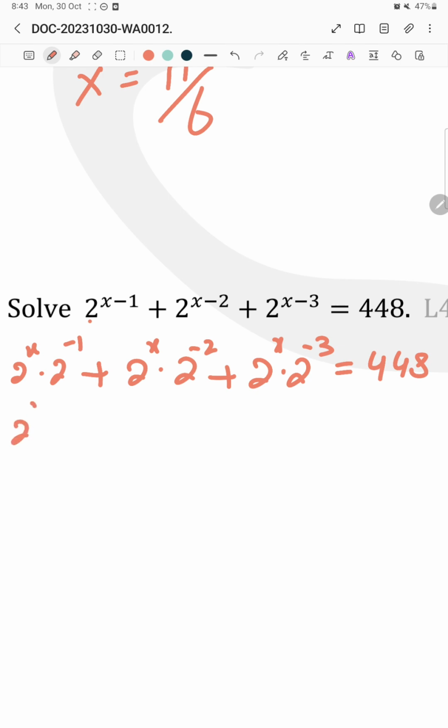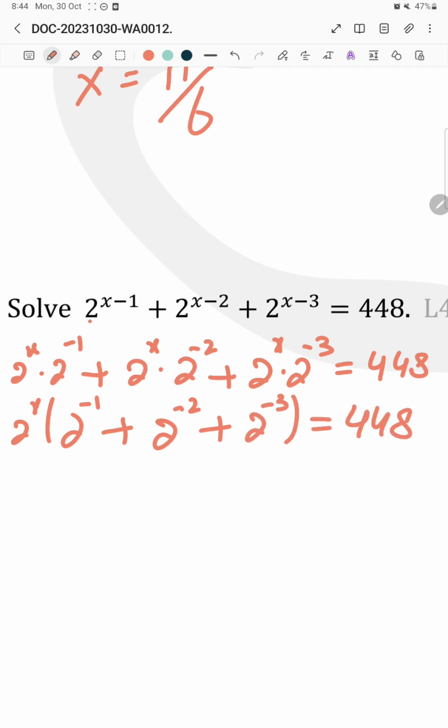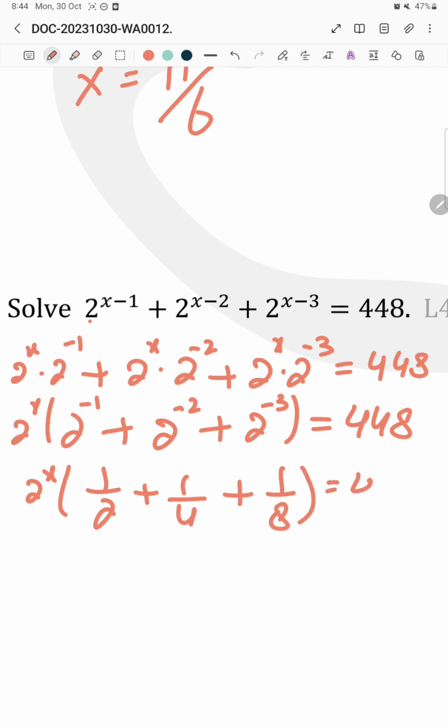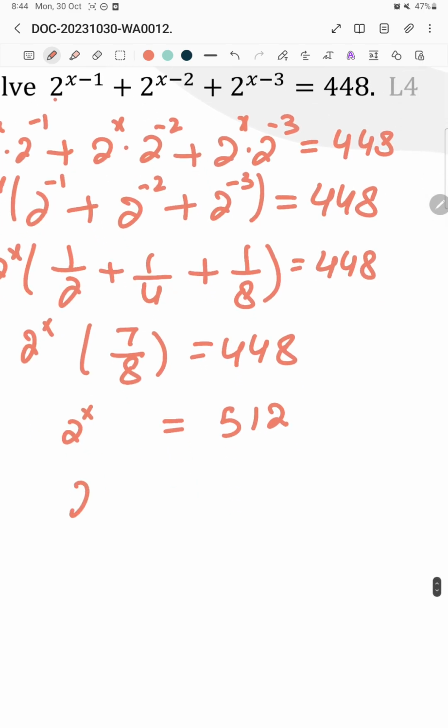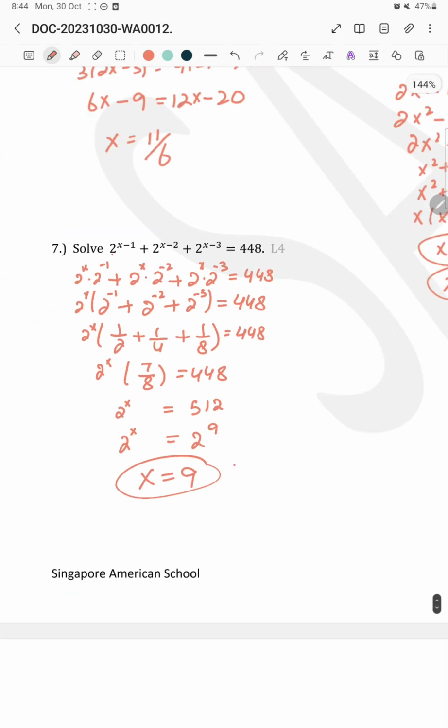So everyone has 2 to the power x, so we can take it in common. 2 to the power x times (2 to the power minus 1 plus 2 to the power minus 2 plus 2 to the power minus 3) is equal to 448. So 2 to the power x times (1 over 2 plus 1 over 4 plus 1 over 8), that is 2 to the power x times 7 by 8, is equal to 448. 2 to the power x is equal to 512. 2 to the power x is equal to 2 to the power 9, and x is equal to 9.